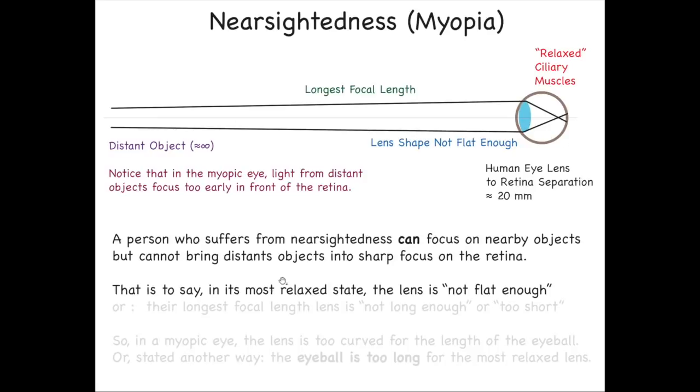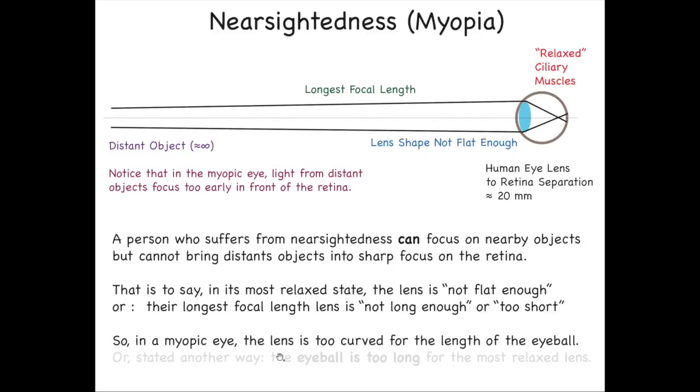That is to say, in its most relaxed state, the lens is not flat enough, as we just said. Or another way to phrase it, their longest focal length lens, this most relaxed lens, has a focal length that's still not quite long enough, or a focal length that's too short. So in a myopic eye, the lens is too curved for the length of the eyeball. It's just not flat enough. Or stated another way, the eyeball is too long for the relaxed lens. If this is as relaxed as the lens can get, you really wanted the retina to be right here. And so the eyeball is considered to be too long for this relaxed lens.